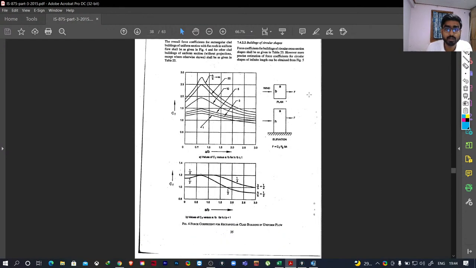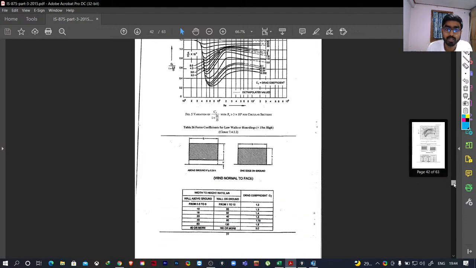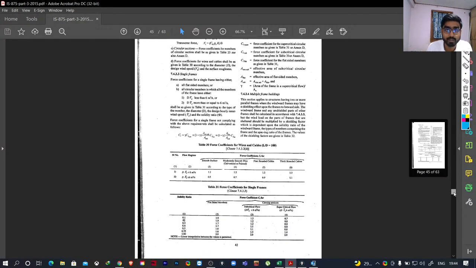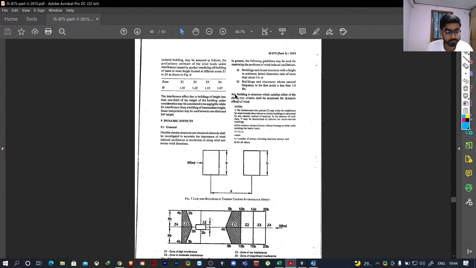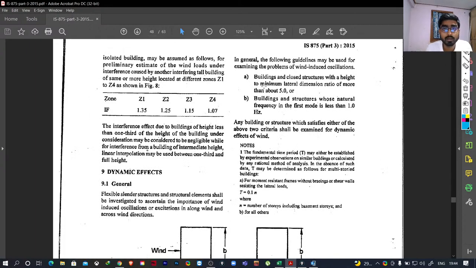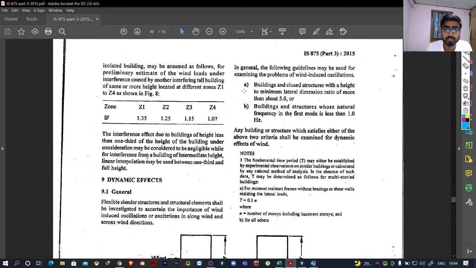Okay, so that is very important for the calculation: the criteria for where we should apply this dynamic effect. If I go to page number 45, here you can see clause number 9.1. If you see points A and B, it says, in general, the following guidelines may be used for examining the problems of wind-induced oscillation. It says buildings and closed structures with a height to minimum lateral dimension. Remember, this is the most important thing to understand. It is height by minimum lateral dimension of the structure.